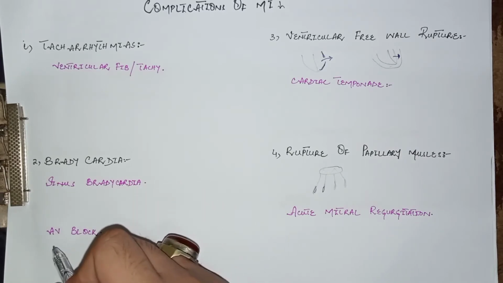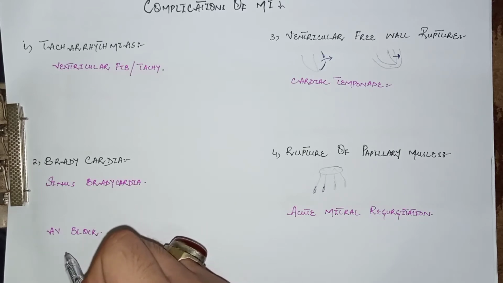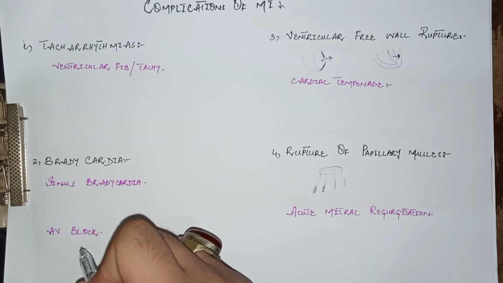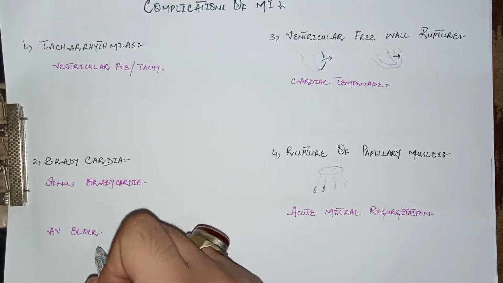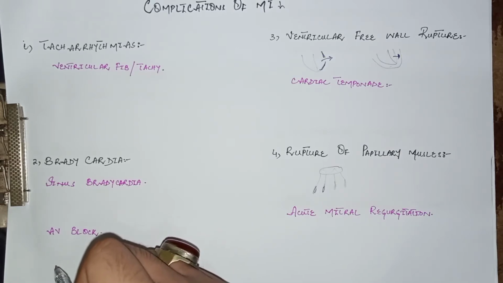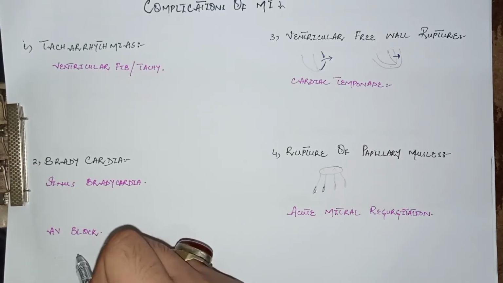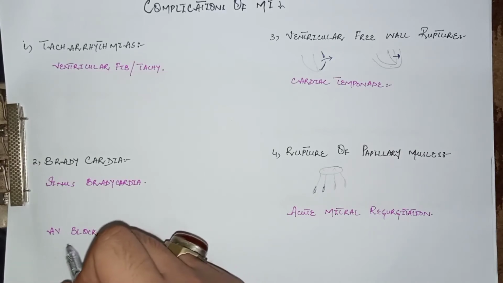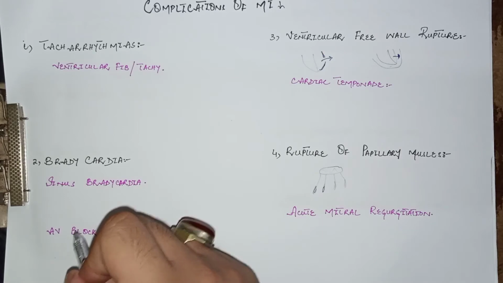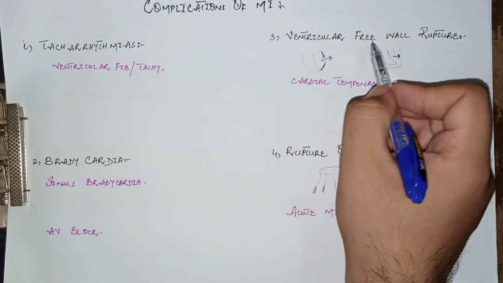The next bradycardia type is AV nodal block. If there is first degree AV nodal block and second degree Mobitz type 1 AV nodal block, then there is no need of any treatment. But when there is second degree Mobitz type 2 and third degree AV nodal block, then a temporary pacemaker should be implanted in these patients. The next complication is ventricular free wall rupture.